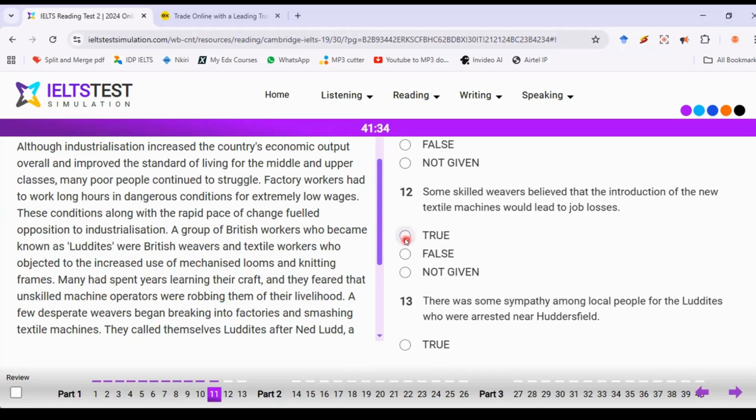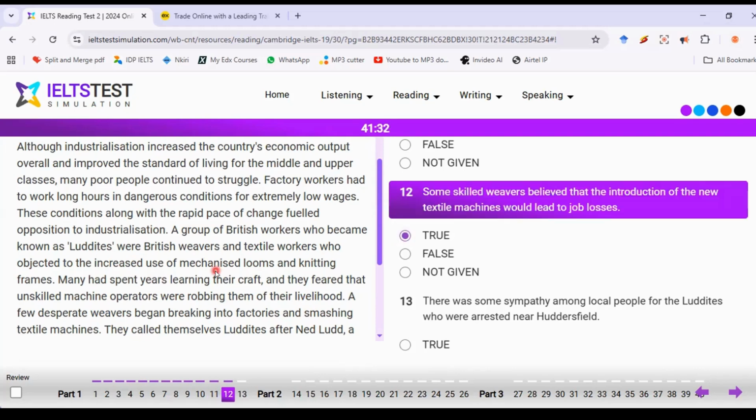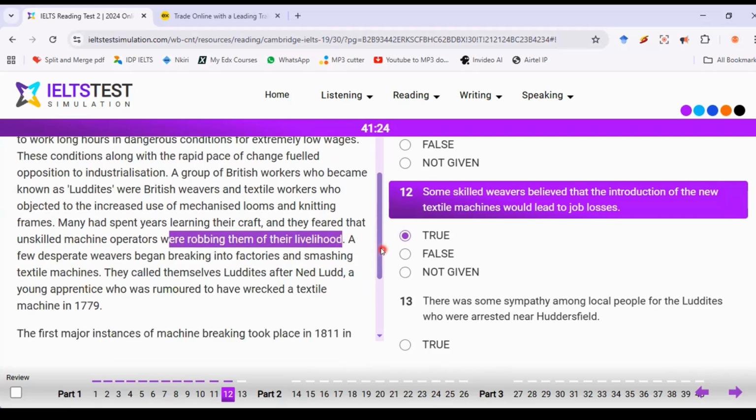Will lead to job losses. This one is true based on this part. Robbing them of their livelihood. That means they will lose their jobs. I think that's what it means. Will lead to the loss of their jobs, loss of their livelihoods.